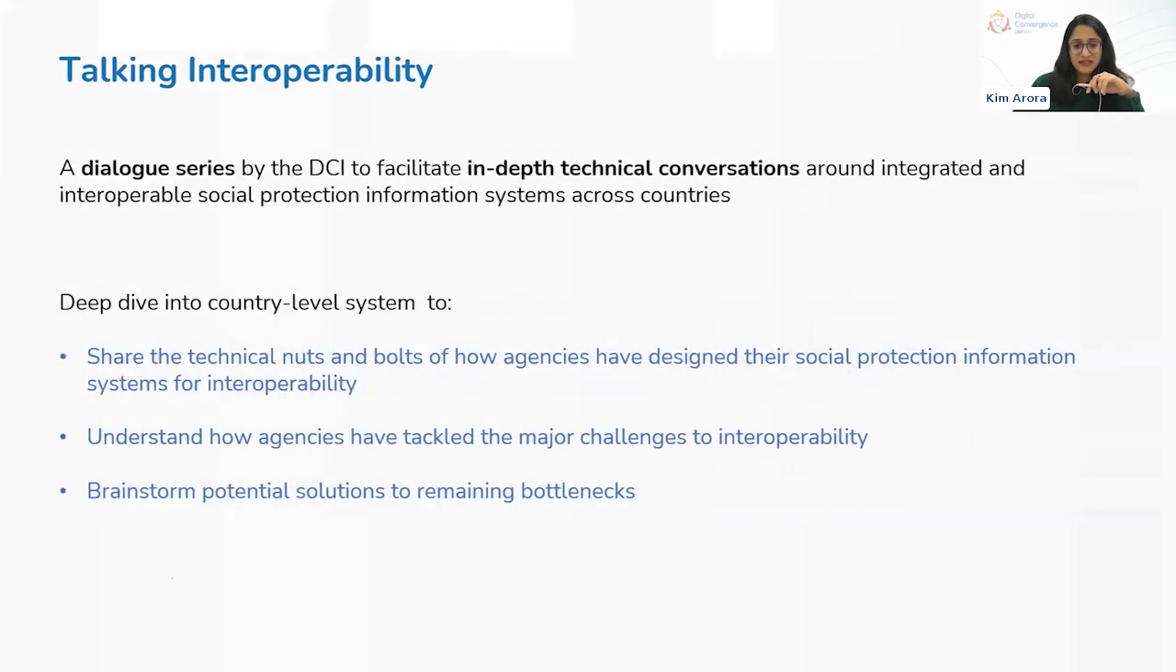The webinar series that is talking interoperability was launched by the DCI to have in-depth technical conversations on integrated and interoperable MIS systems across countries. Over the course of previous webinars, we have heard from countries ranging from Brazil to South Korea to Romania and so many more. Recordings, as mentioned earlier, are available on the DCI website. The last 2 webinars explored the interoperability between employment systems and social protection systems. And today we will do a deep dive into early warning systems and how they connect with social protection.